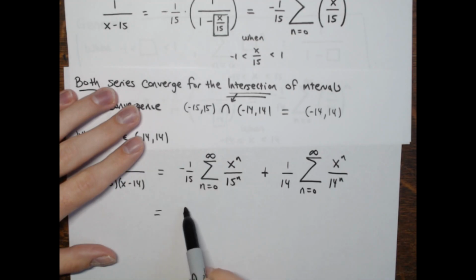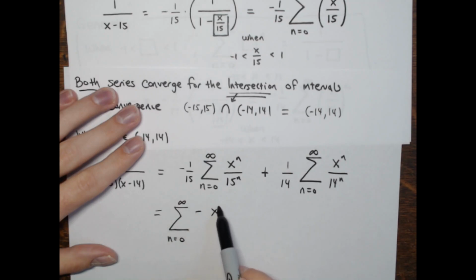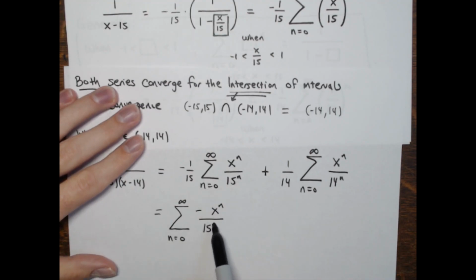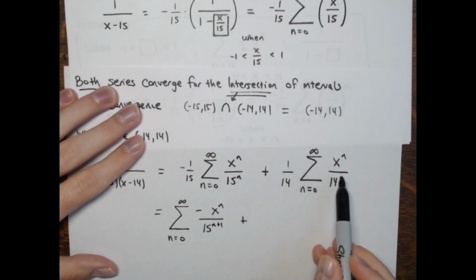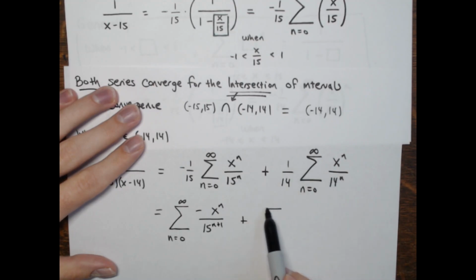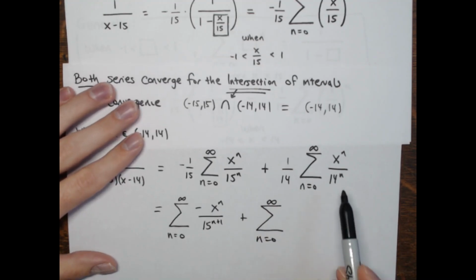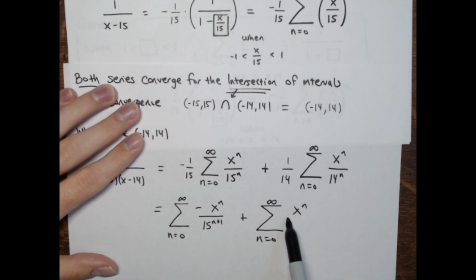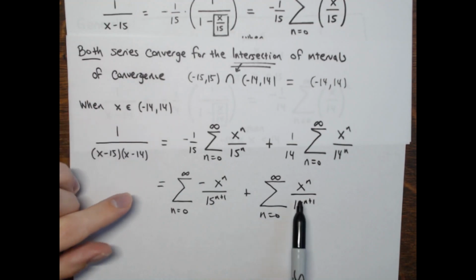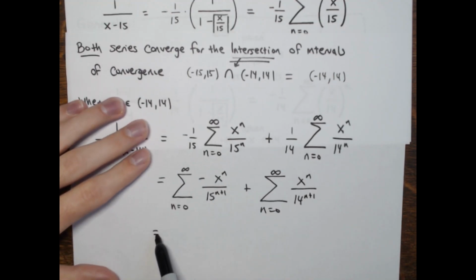Now, if I put the -1/15 in here, you'll have the sum from n equals 0 to infinity of negative x to the nth over, and then 15 times 15 to the nth would be 15 to the n plus 1, plus, and then same thing with this 1/14. I'm going to put that constant multiple in this and distribute it into the series. The sum from n equals 0 to infinity of x to the nth over 14 to the n plus 1. And we can actually combine these.